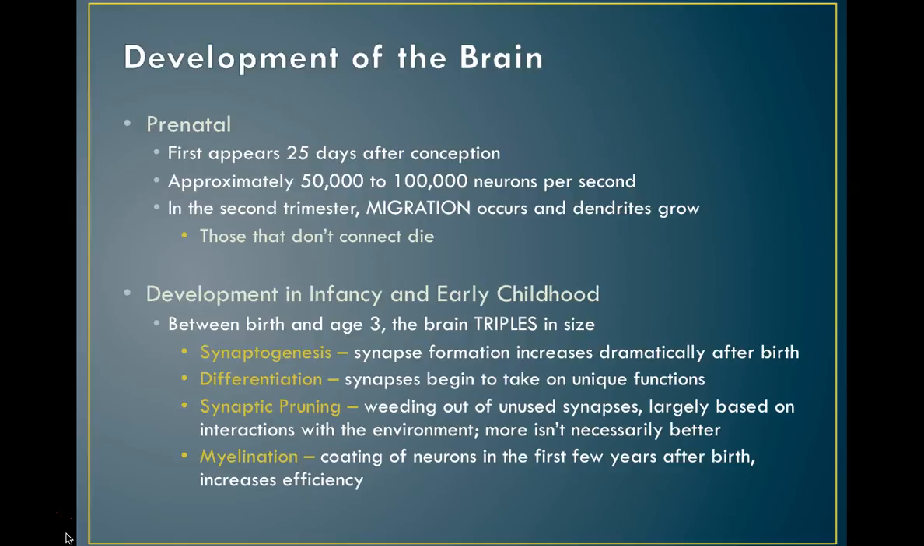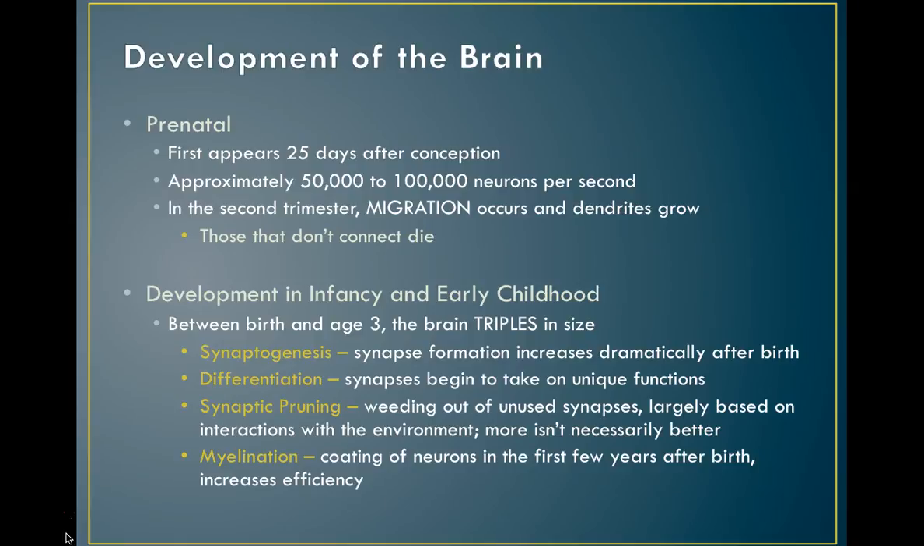And then finally, as this infant begins to encounter more and more things in their environment, they start weeding out synapses that aren't really being used anymore. And this is, like I said, largely based on their experiences in the environment. The big idea here is that more synapses is not necessarily better, right? We want to make the brain efficient. And so as babies are interacting with their environment, these paths within the brain begin to develop and things that aren't needed are cut out.